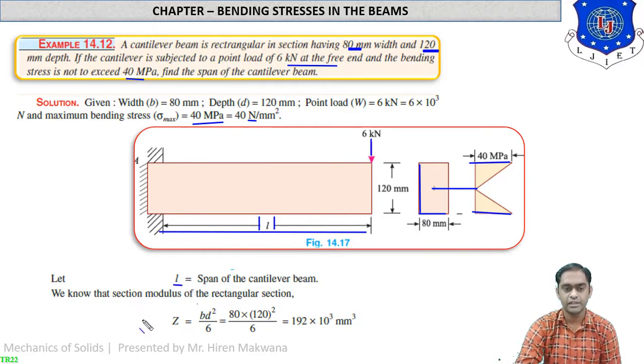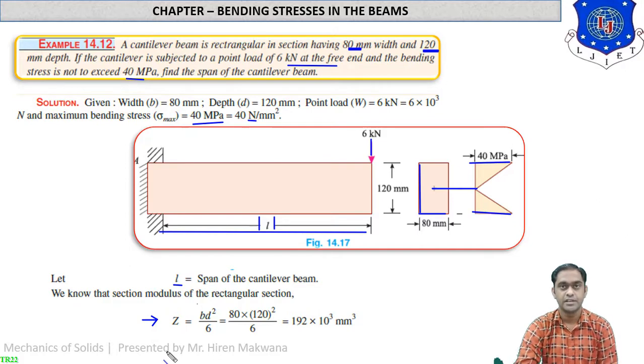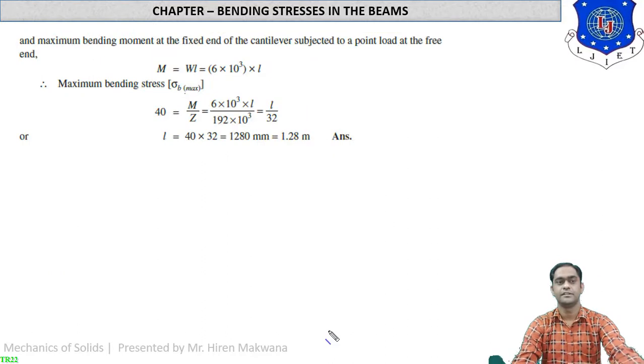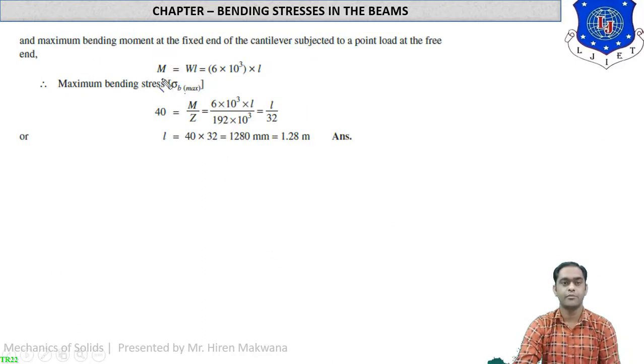First of all, we will calculate Z. Z means our section modulus. So what is the formula for section modulus for rectangular section? It is BD square by 6. Here B means width, which is 80, and D means depth, which is 120. So 80 into 120 square by 6, 192 into 10 raised to 3 mm cube. So here it is the section modulus for this particular rectangular section. Let us see ahead. Now we have to find bending moments.